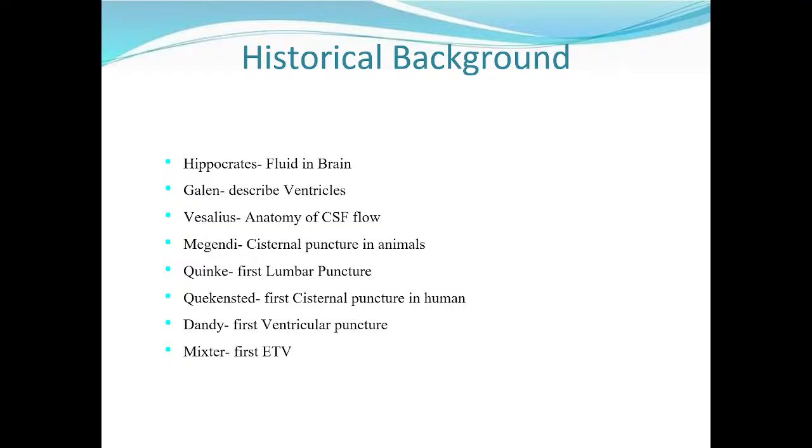Then McGinty was the first to perform cisternal puncture in animals, and Kink was the first to do the lumbar puncture, and Kinsted was first to do cisternal puncture in humans. Dandy was the first person who did ventricular puncture, and Mixter who did the endoscopic third ventriculostomy. So this is a short look at the historical background of CSF flow.